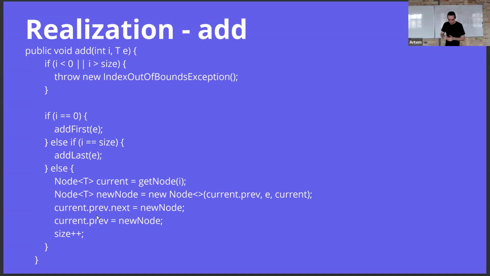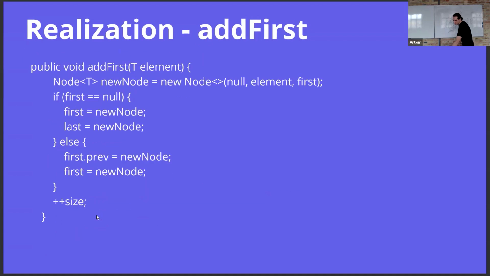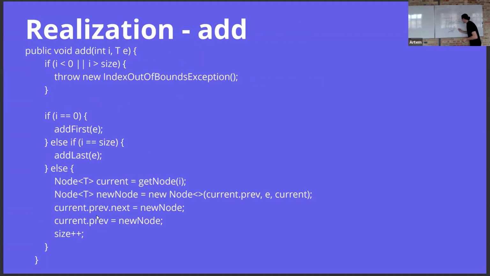So we want to add an element. We're saying that our current, we're getting a reference to our current element. This method, getNode, you already saw. So we're using getNode, and we're saying our current is this element, right?